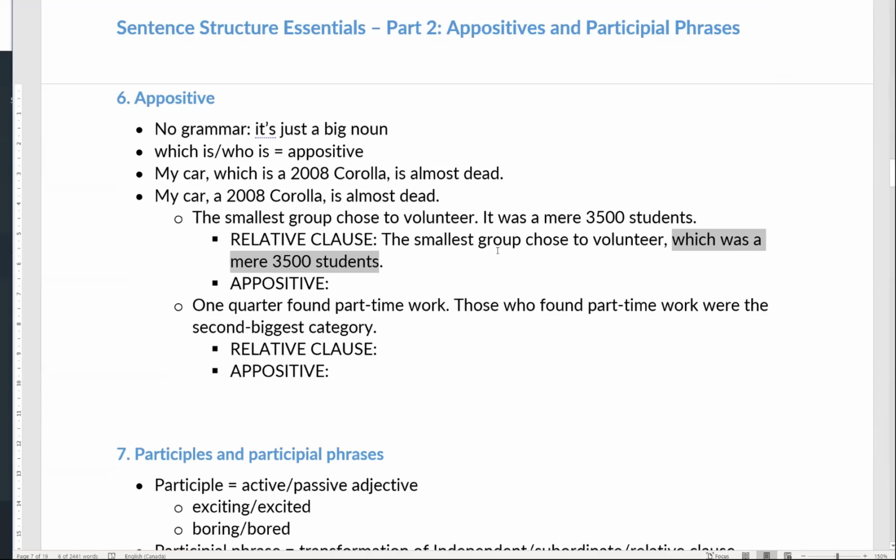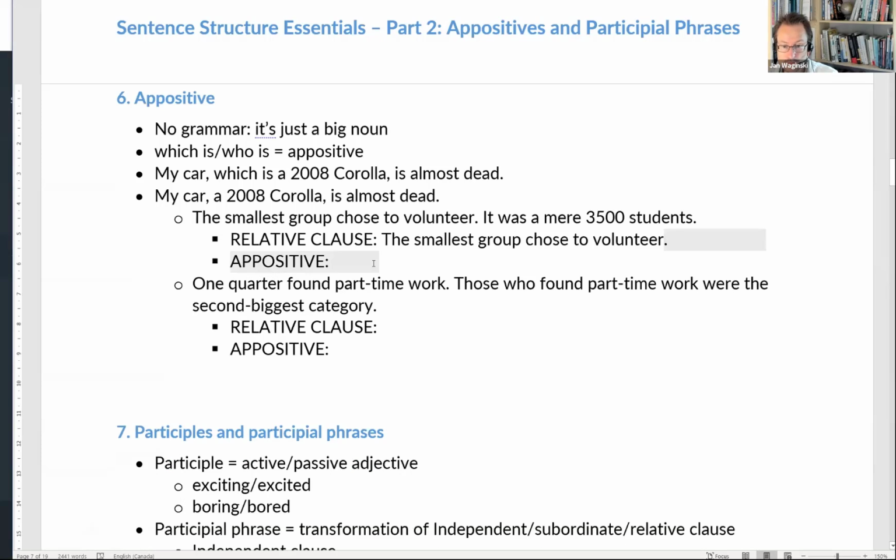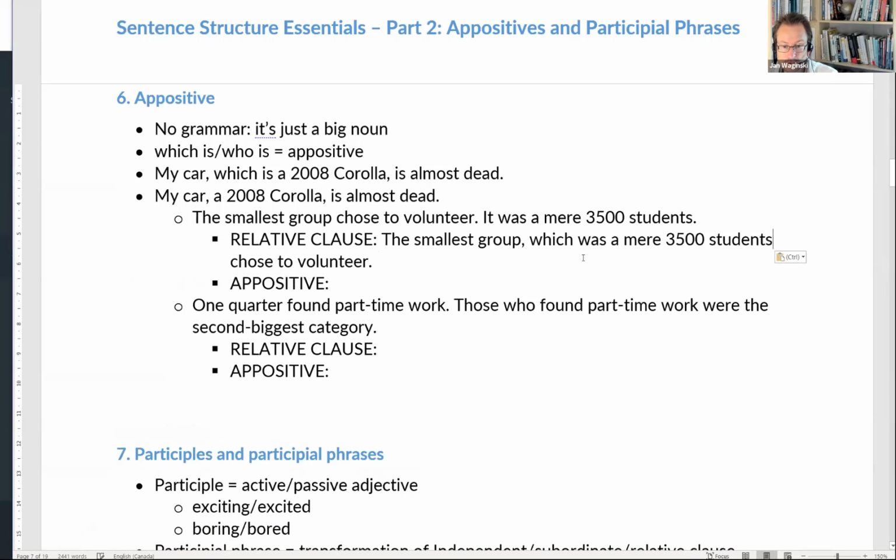Can I ask? Before which chose to volunteer, the group which chose to volunteer. Yes, so it's got to be, and then we need the other comma on the other side. So this is our relative clause. The smallest group, which was a mere 3,500 students, chose to volunteer.